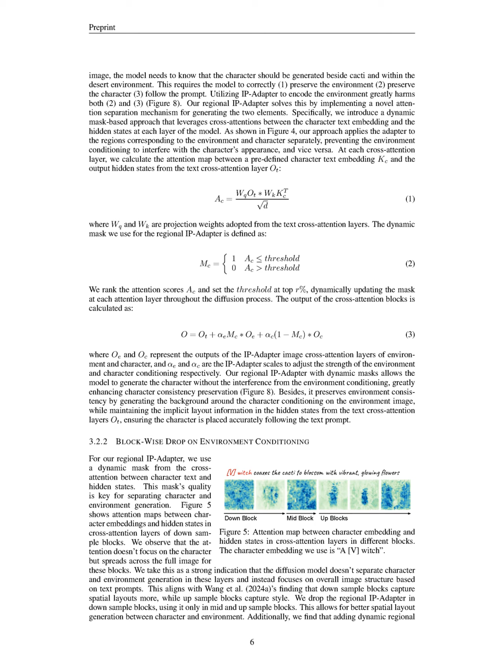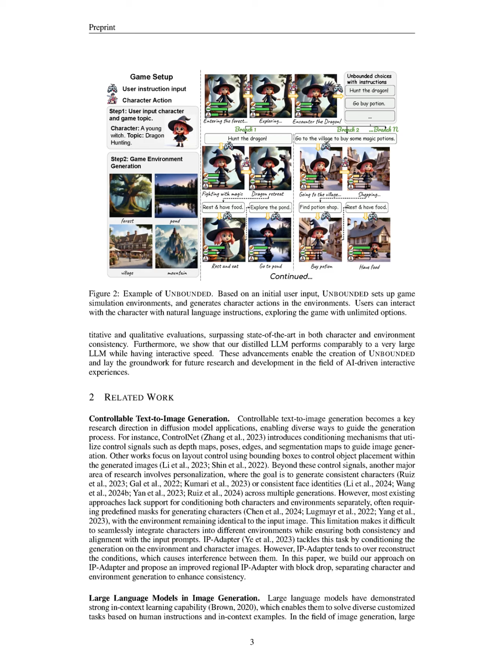Next, the method strategically applies the regional IP adapter only in mid and upsample blocks of the diffusion model, which improves spatial layout generation while maintaining character-specific details. Finally, the block drop technique is implemented in downsample blocks to prevent the model from over-relying on overall image structure, thus enhancing the fidelity of both character appearance and environmental context in the generated images. This comprehensive approach results in high consistency for both characters and environments, aligning closely with user-defined text prompts.